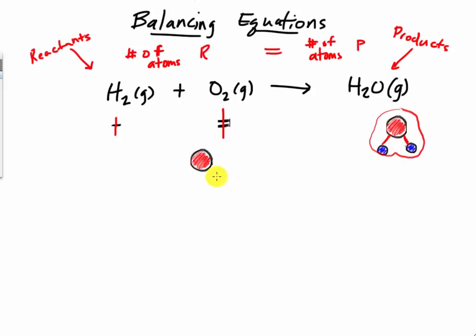Now, the problem is, if I look over here, I have an extra oxygen that's just floating around on the product side. That can't happen, so at minimum, I need another hydrogen atom. I need another molecule of hydrogen in order for this to react.